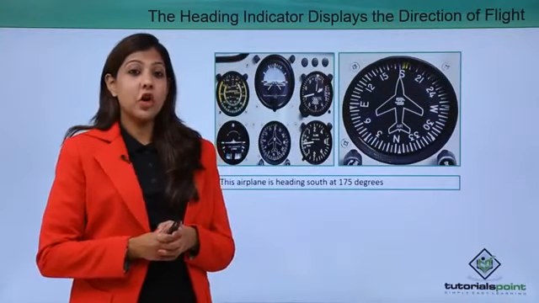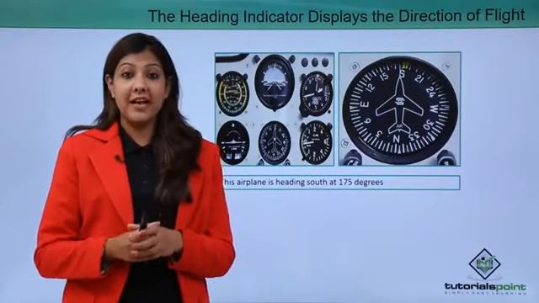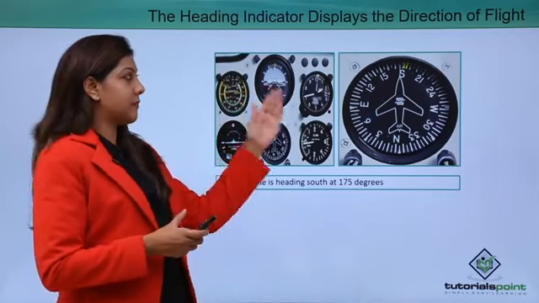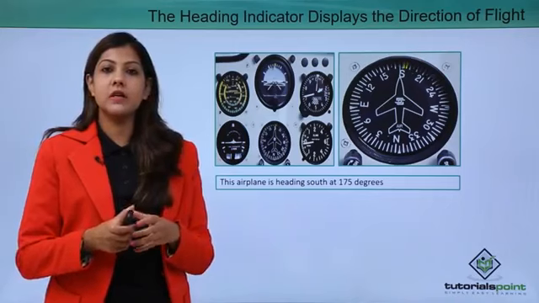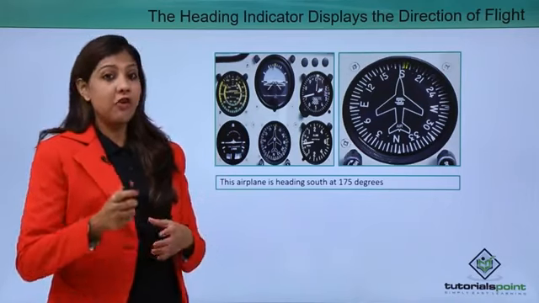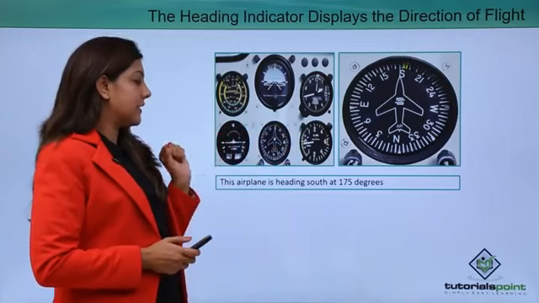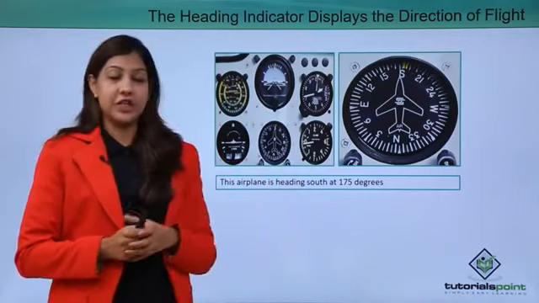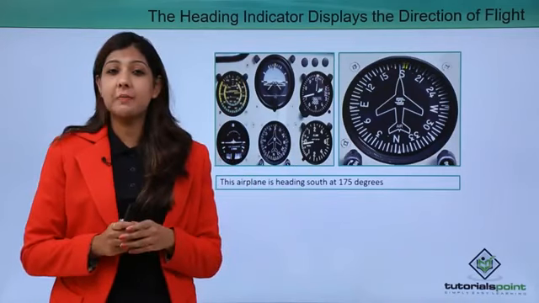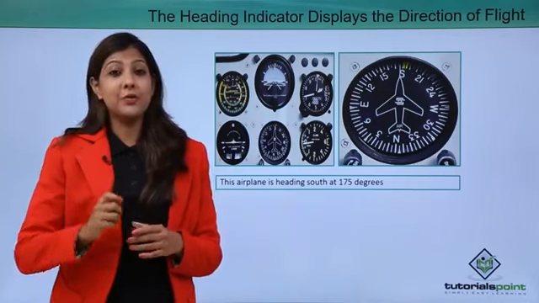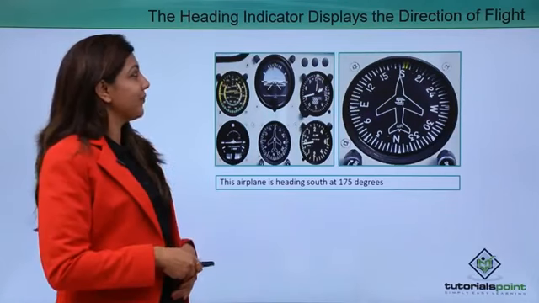So friends, now we're going to talk about the direction which the flight crew or the pilot has to take care of. Whenever he is looking at this particular diagram, it shows the pilot whether he has to move towards the north, south, east or west. For example, in this diagram, you can see that the airplane is heading south at 175 degrees. So this really helps the pilot to keep a tab on whether they are in the right direction in order to reach the final destination.